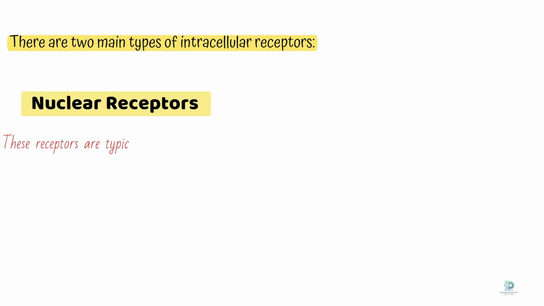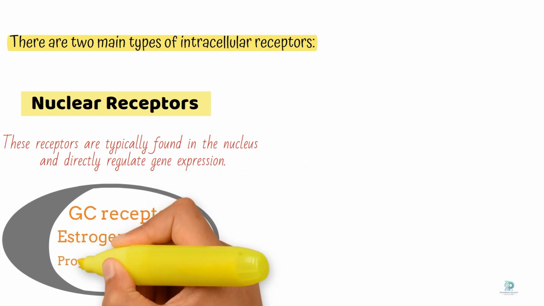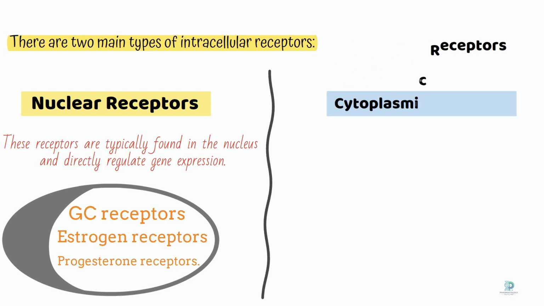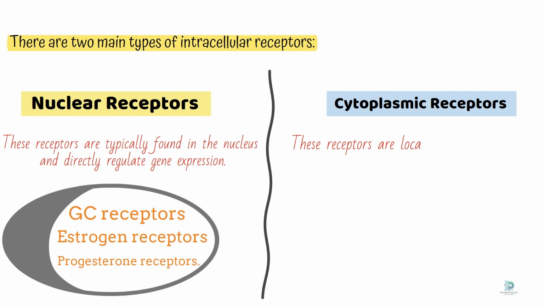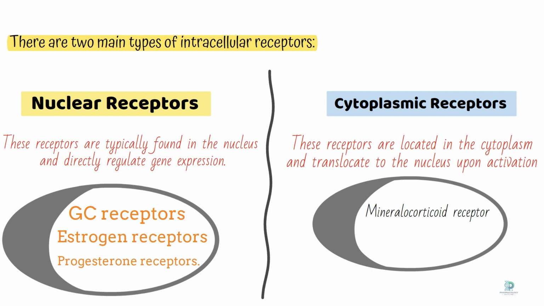There are two main types of intracellular receptors. 1. Nuclear receptors. These receptors are typically found in the nucleus and directly regulate gene expression. Examples include glucocorticoid receptors, estrogen receptors, and progesterone receptors. 2. Cytoplasmic receptors. These receptors are located in the cytoplasm and translocate to the nucleus upon activation. Examples include the mineralocorticoid receptor and androgen receptor.